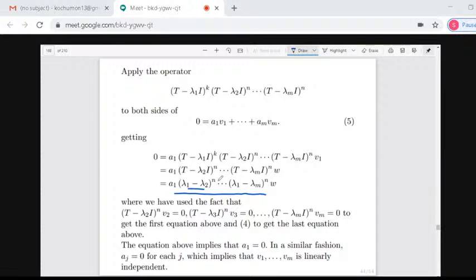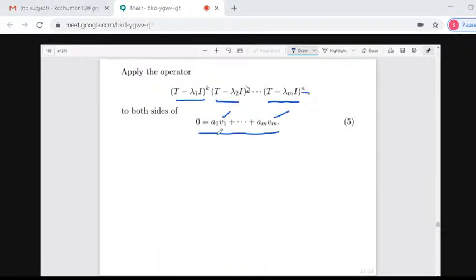So, what we get from here is that this can be zero. These are all non-zero. We started with distinct eigenvalues, and because of that, all these terms are non-zero since the λj's are distinct. We also know that w is non-zero, and therefore, if you want to get 0 on the left side, a1 has to be 0, because the rest is non-zero.